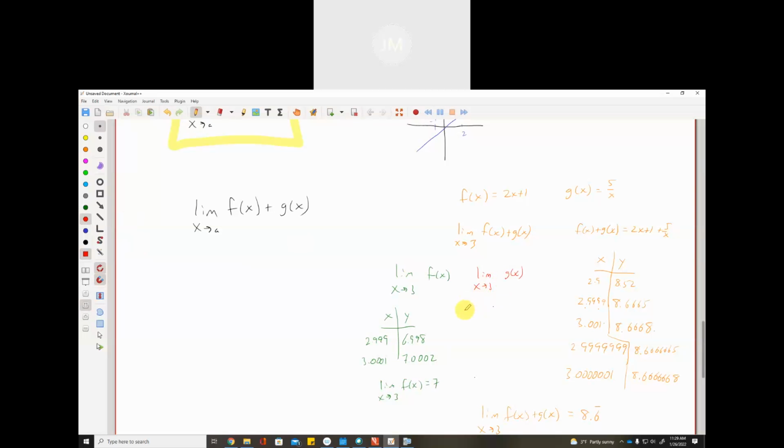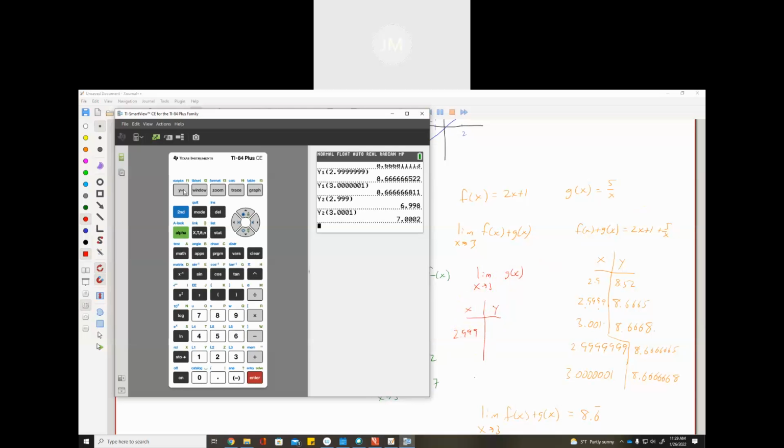The other one I think is where we're going to run into some problems, right? That 5 over x bit is where I get a bunch of decimals. And if I put 5 over x in as y3, so variables, function, go down to y3, and if I put in 2.999, right, I can see, oh, there's where some of those 6s come out. If I use more 9s, I get more 6s.